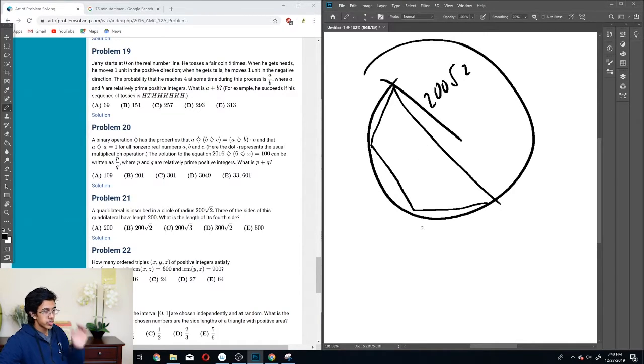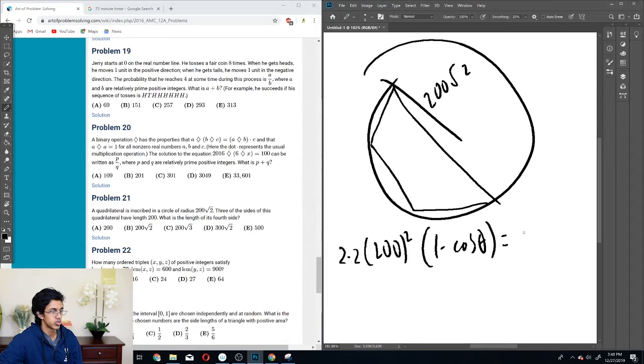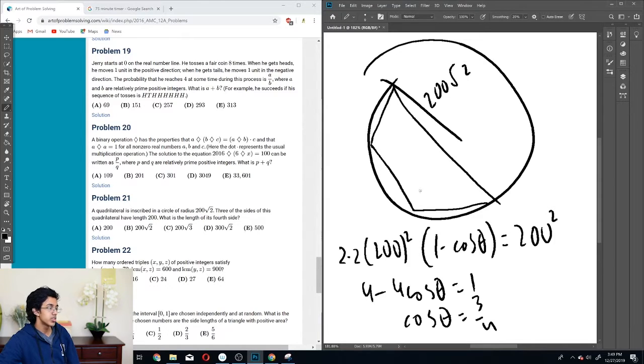Okay. So why don't we try finding theta using law of cosines? We basically get that 200 root 2 squared, which is just 2 times 200 squared times 2, is equal to, or no, minus. Oh wait, the formula is 2 times this times 1 minus cosine theta is equal to 200 squared. So we divide out the 200 squared, we basically have 4 minus 4 cosine theta is equal to 1. And then we basically get that cosine theta is equal to 3/4. And now we just have to find cosine 3 theta.